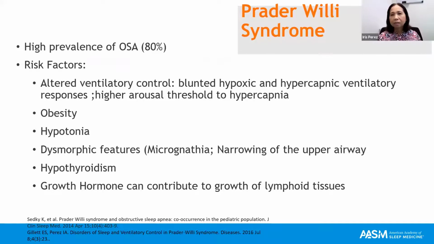The next condition that I would like to go over briefly is Prader-Willi syndrome. There's a significantly high prevalence of OSA, up to 80%, in this group of patients. Risk factors include altered ventilatory control. They have blunted hypoxic and hypercapnic ventilatory responses, and a higher arousal threshold to hypercapnia. They're obese. They have hypotonia. They have facial dysmorphism with micrognathia, and hypothyroidism as well. And in those who are started on growth hormone, the growth hormone can contribute to the growth of lymphoid tissues.